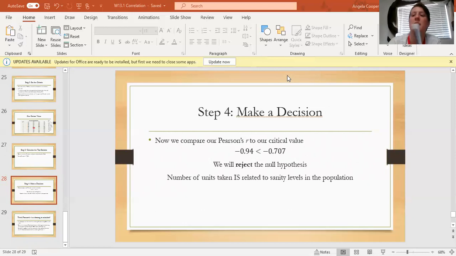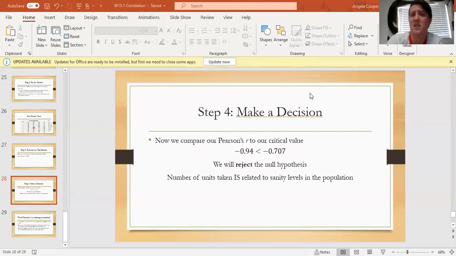But again, I want you to be able to interpret Pearson's R through the strength and direction. So what does it mean when you have a negative Pearson's R? What does it mean for the variables when you have a positive Pearson's R? What is the strength of Pearson's R? What's the threshold? Determine the strength and determine the direction. That is more so what I'm looking at for Pearson's R.